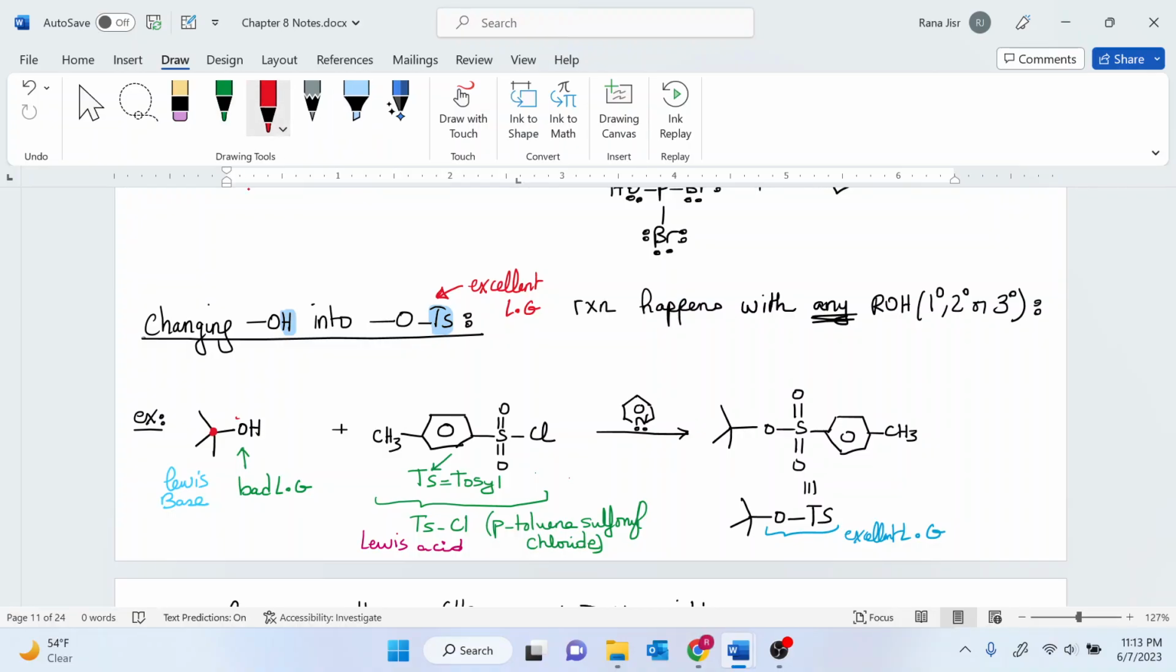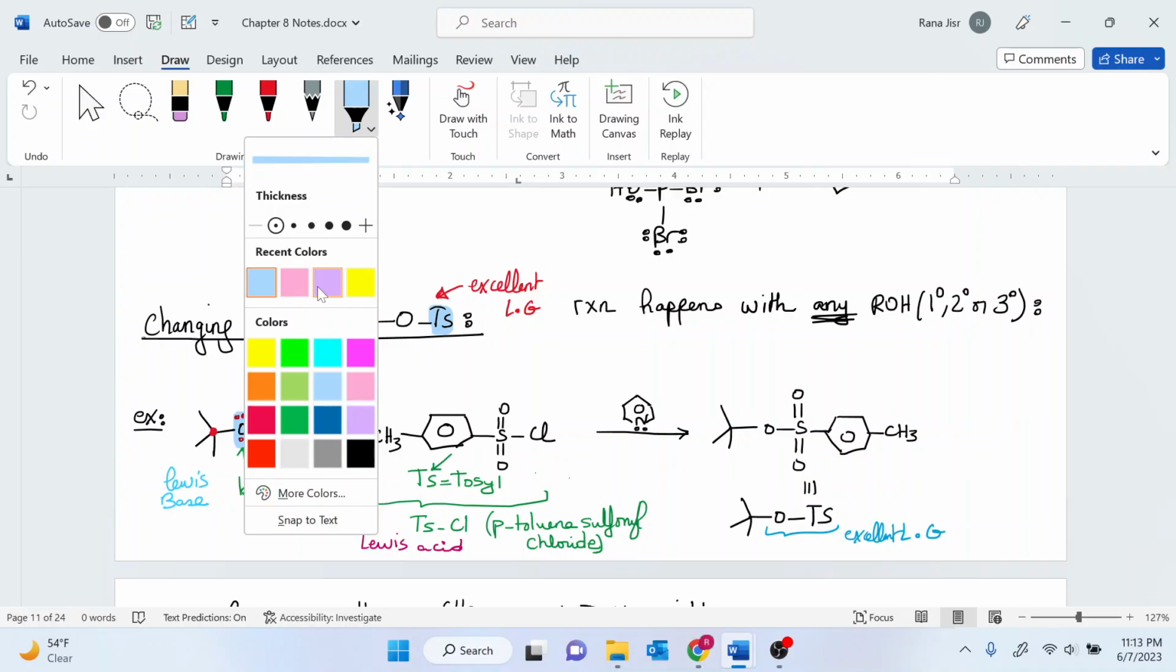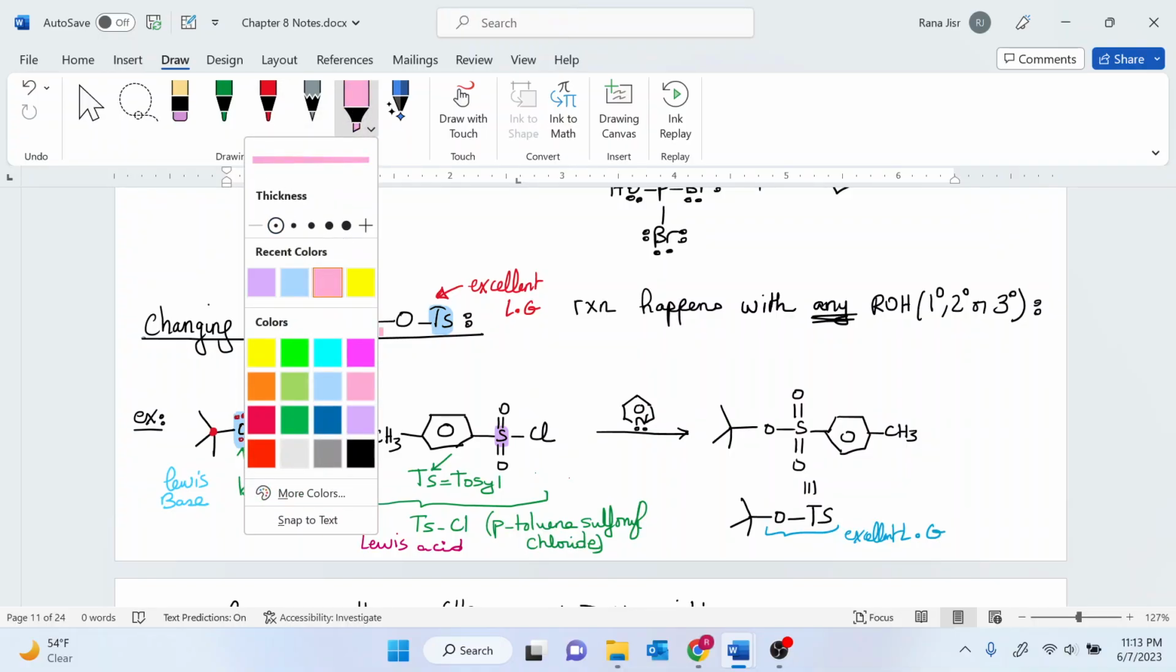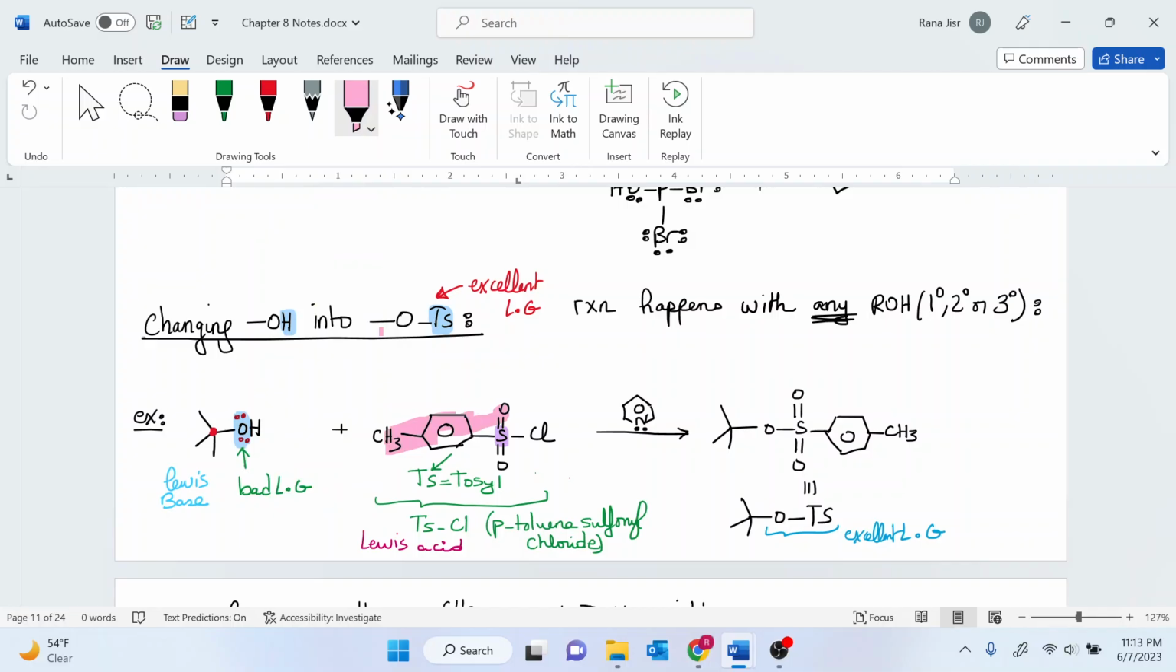So we're going to start with our Lewis base over here, which is the oxygen. This is going to be the Lewis base in there, and the sulfur is going to be our Lewis acid. Now we agreed that the whole thing here, all of that, is going to be called the tosyl group. This is the Ts group in there. And the tosyl together with the chlorine, we call it a tosyl chloride or a TsCl. This is para-toluenesulfonyl chloride.